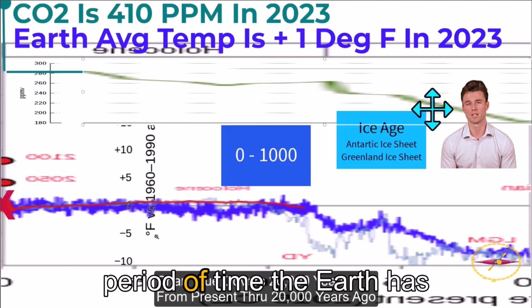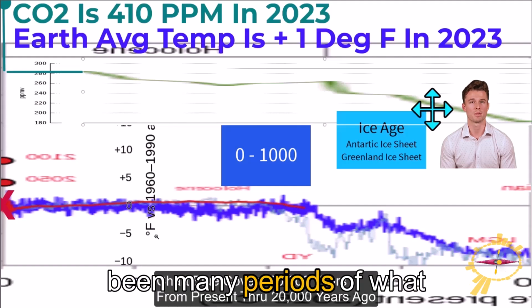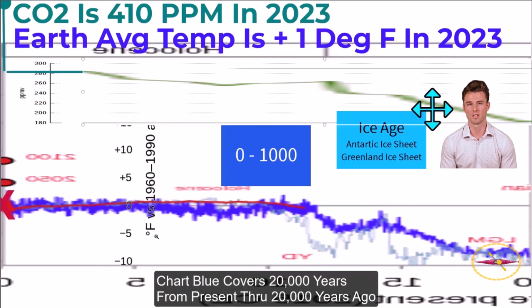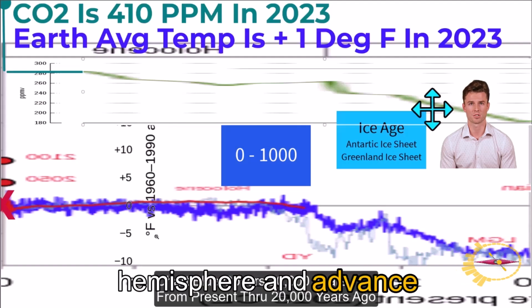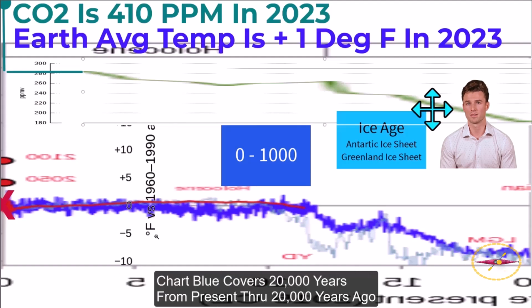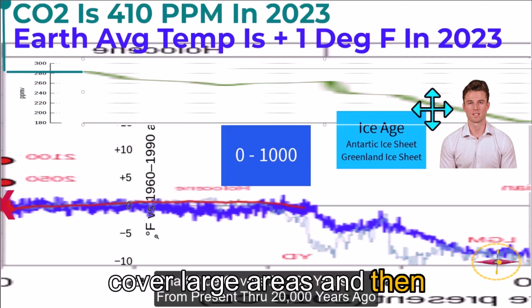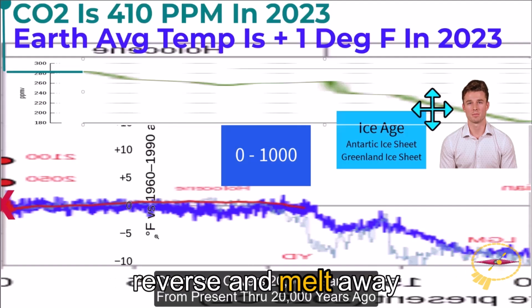Accordingly, during the period of time the Earth has had permanent ice sheets at the poles, there have also been many periods of what is called glaciation, where glaciers would form all over the northern hemisphere and advance over the northern continents like North America, Europe and Asia. Those ice sheets would advance, grow very large, cover large areas, and then they would eventually reverse and melt away slowly.